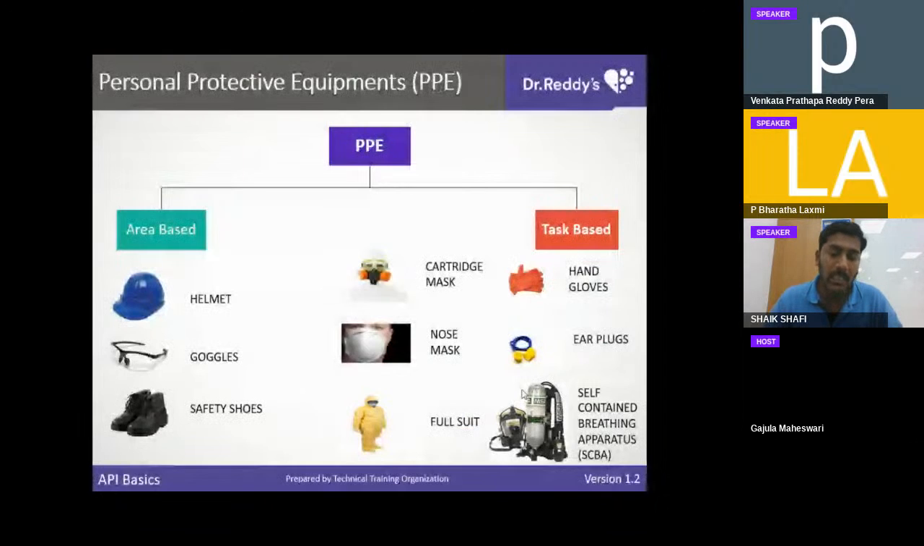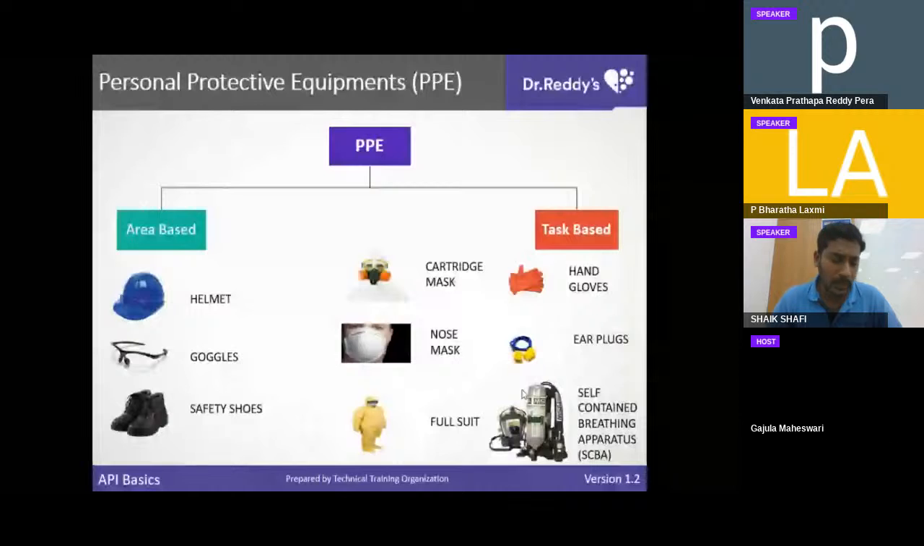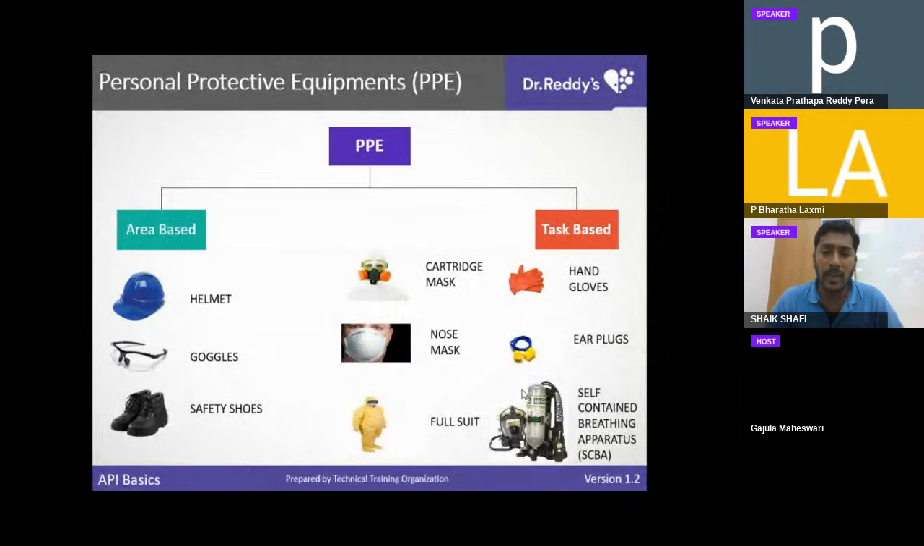Yeah, SCBA is required when any incidents, accidents, or fires are happening in the confined space, to help some people. We need to use this SCBA. I mean, smoky areas, oxygen deficient areas, we use SCBA.